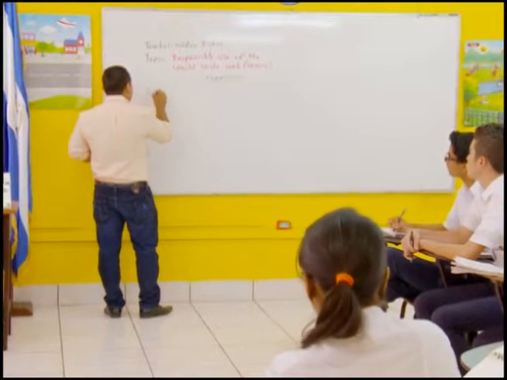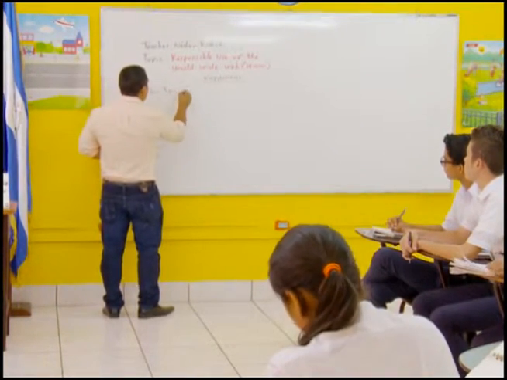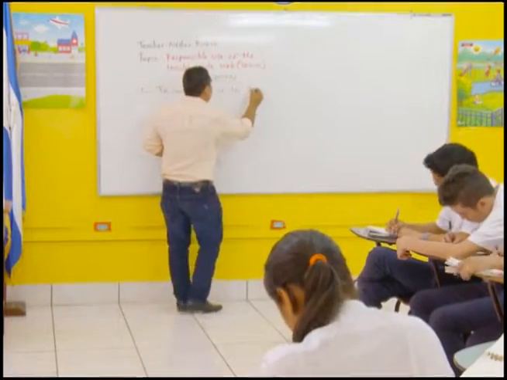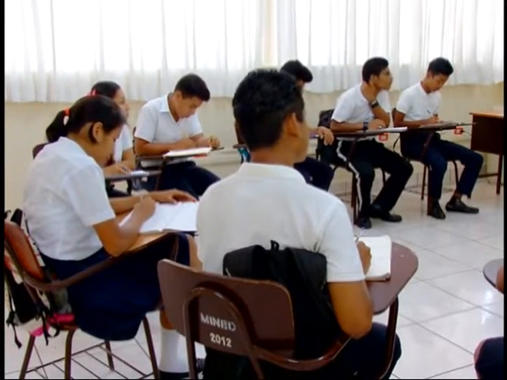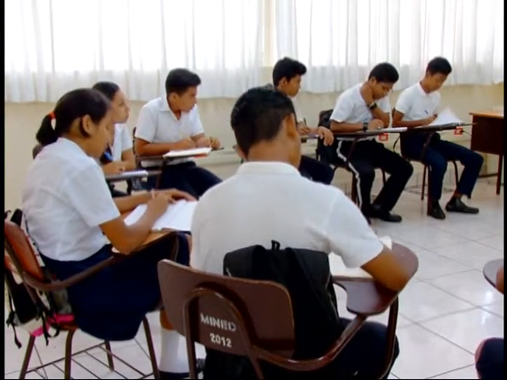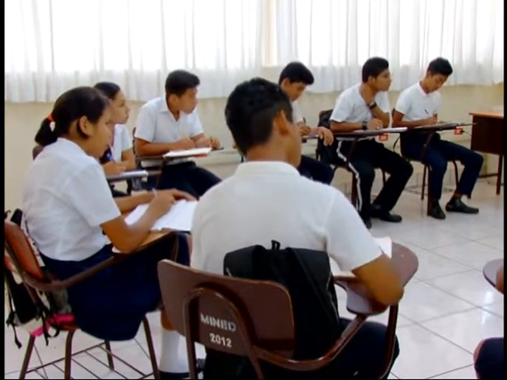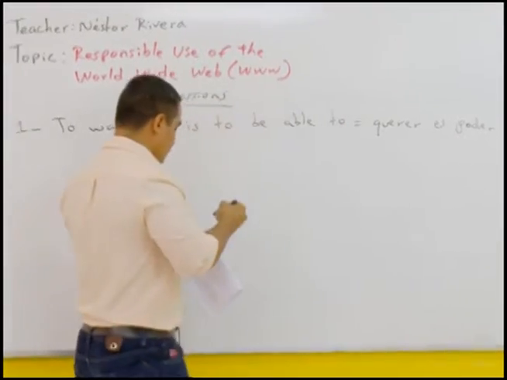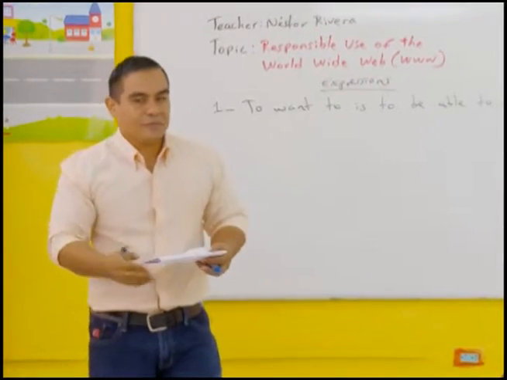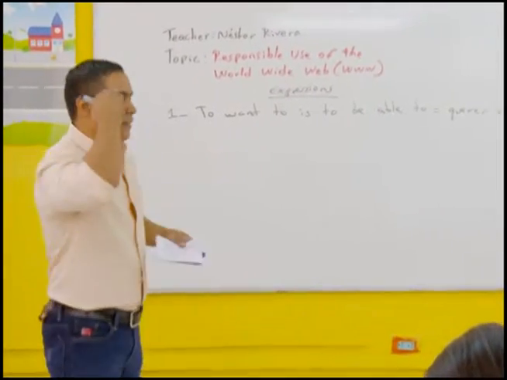Number one, expression number one. To want to is to be able to. Querer es poder. To want to is to be able to. In this case, you have to memorize this phrase.